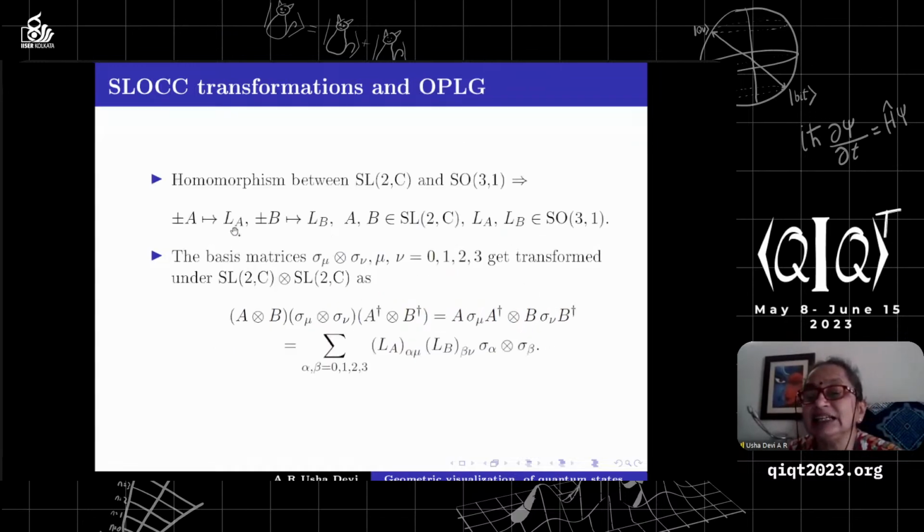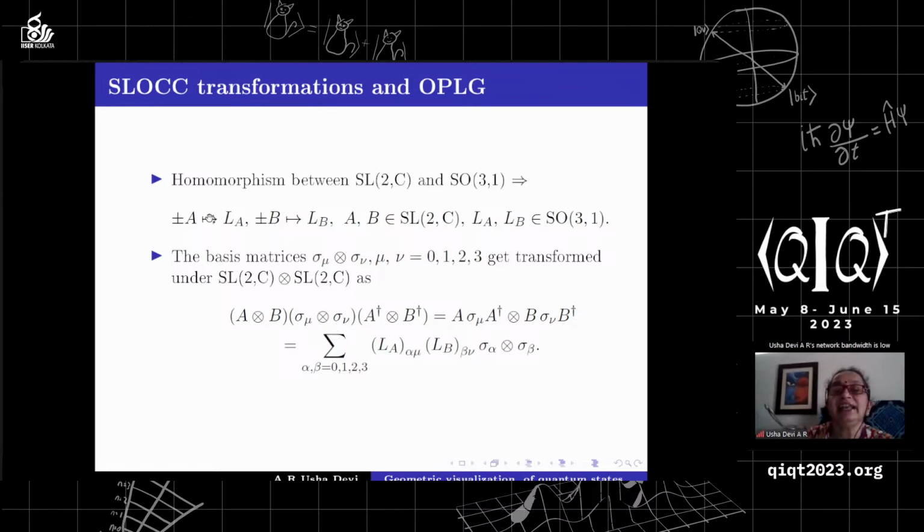Then there is a correspondence we recognize. There is a homomorphism between 2x2 complex matrices and 3+1 dimensional orthogonal matrices, that is, Lorentz transformations. So that's a group theoretical connection. So I will say, corresponding to plus or minus A, belonging to SL2C, there is a 4x4 real matrix belonging to SO(3,1), and corresponding to plus or minus B, I have a 4x4 Lorentz transformation.